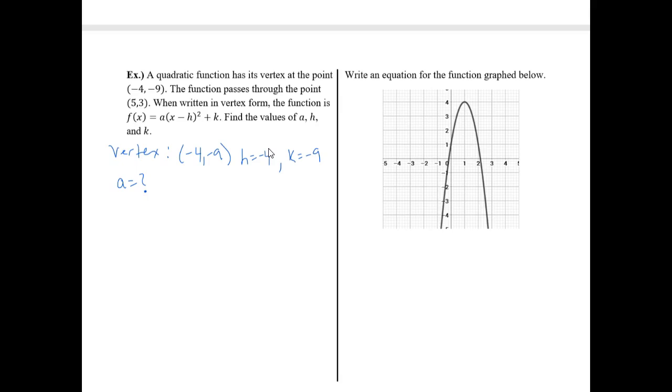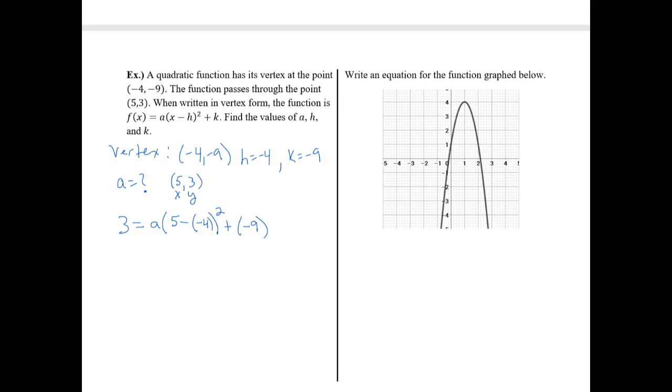So what we do is we use that point on the graph and plug it in for x and y. We plug in x, y, h, and k into our function, and we know everything except for a, and we can solve for a. Remember, f of x is the same thing as y, so I'm going to replace f of x with y. Our y value was 3. We don't know a. X value was 5. So x minus our h value, which was -4, squared, plus our k value, which was -9.